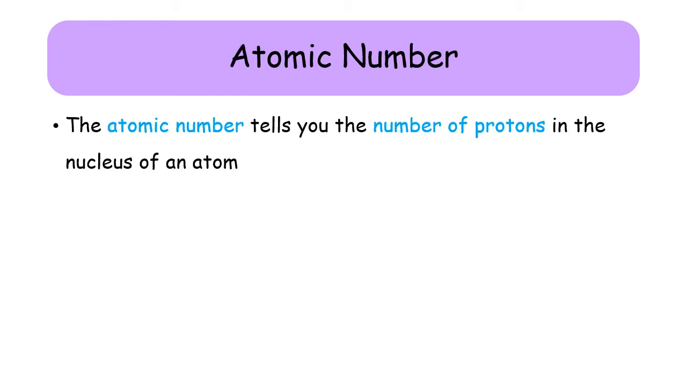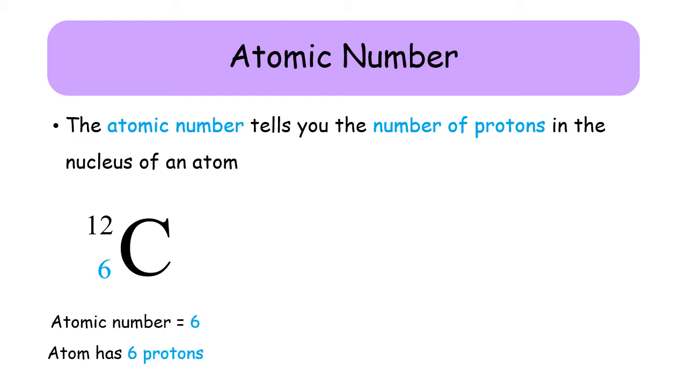So the first number is the atomic number. And the atomic number tells you the number of protons in the nucleus of an atom. So here we have that C stands for carbon. The atomic number is always the small number. It's got an atomic number of 6, so we know it has 6 protons.